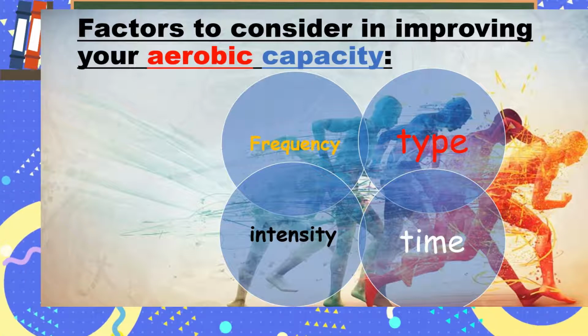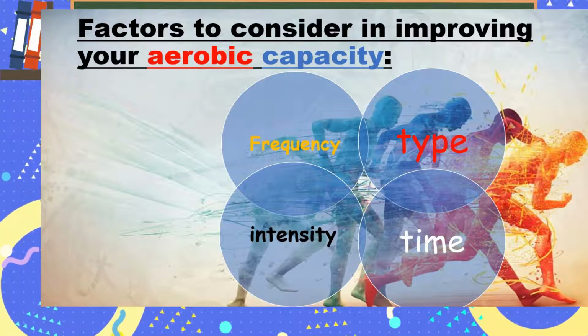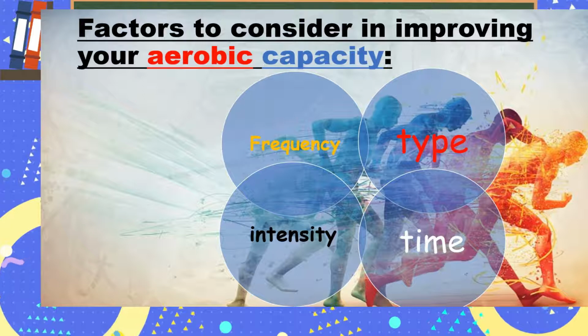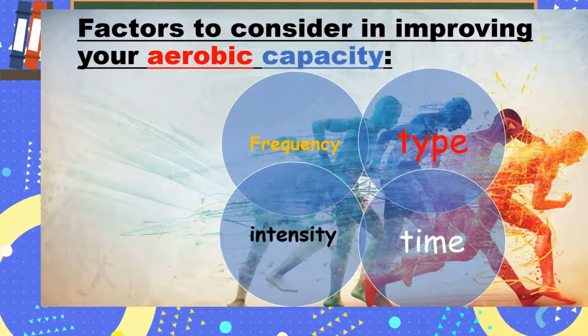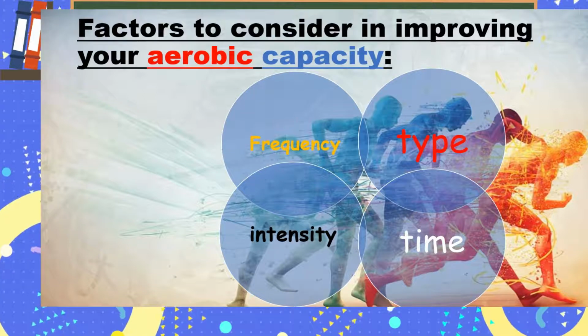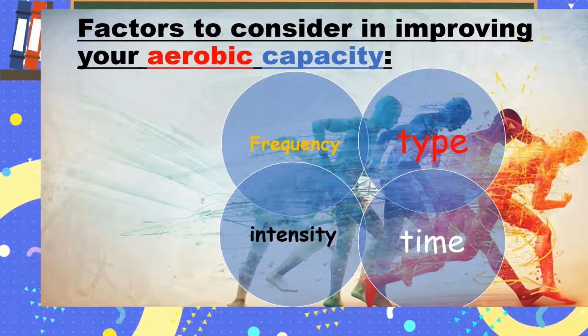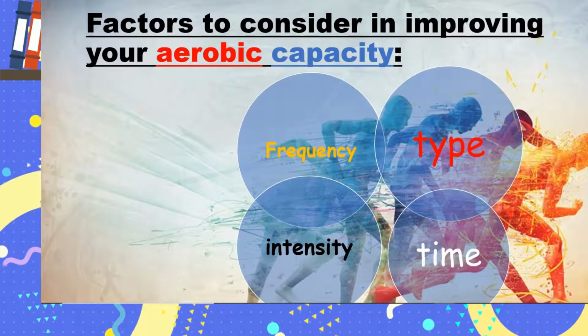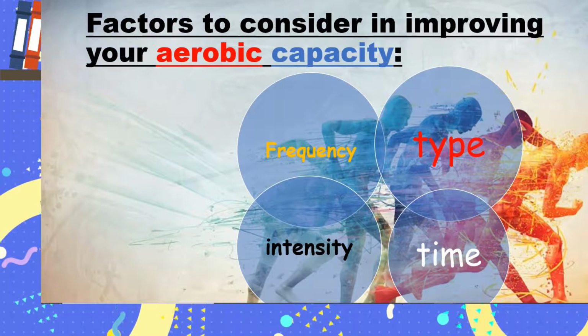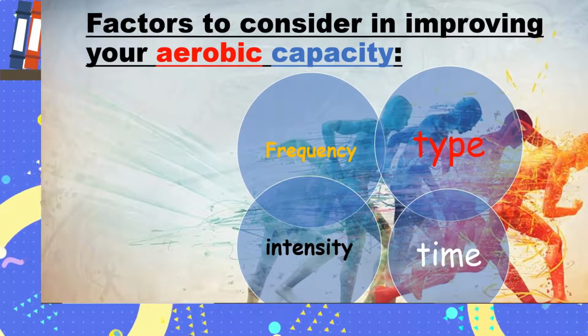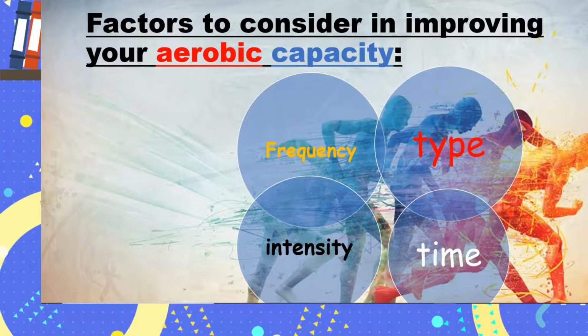Intensity. How hard or heavy? This is measured by perceived exertion and the heart rate. Like for example, working out at 85% of your heart rate reserve or HRR. And lastly, time. Like how long do you perform your aerobic activities? 30 minutes, 1 hour, or more.